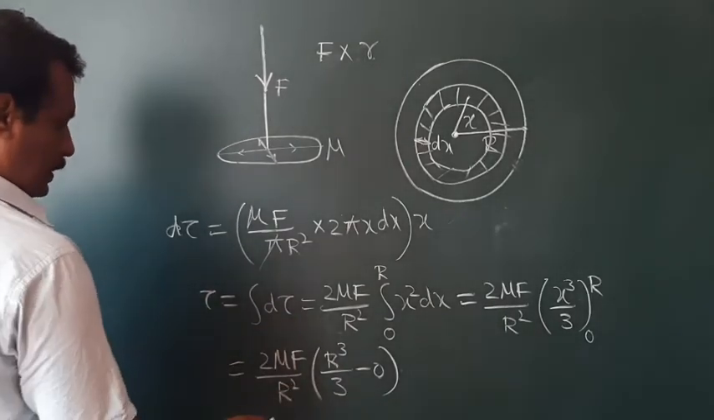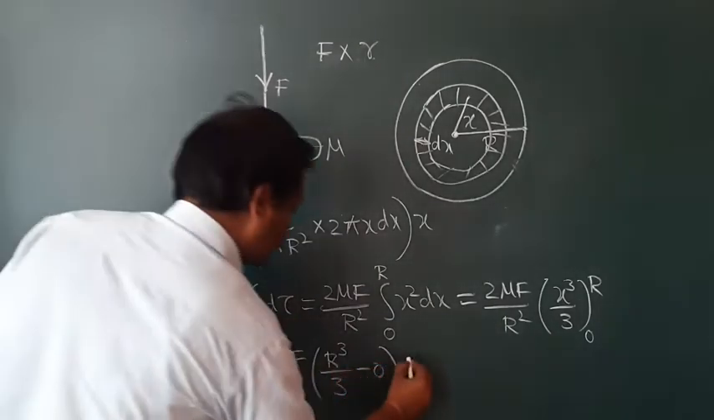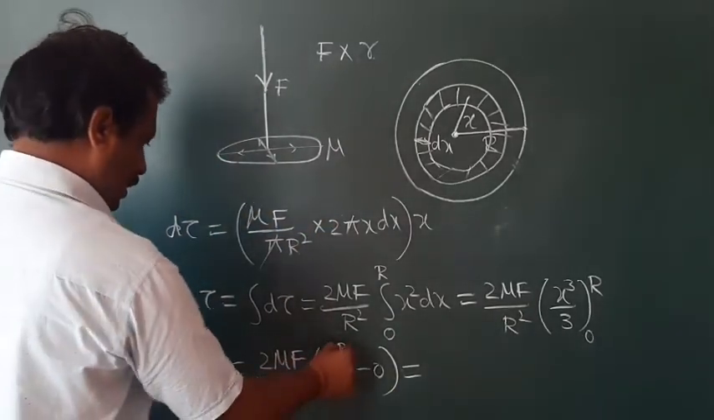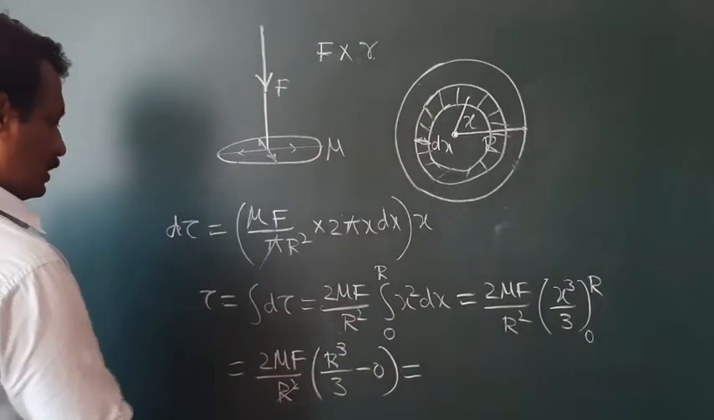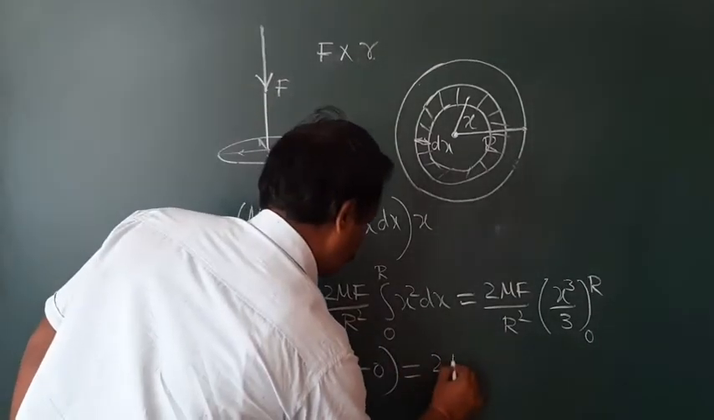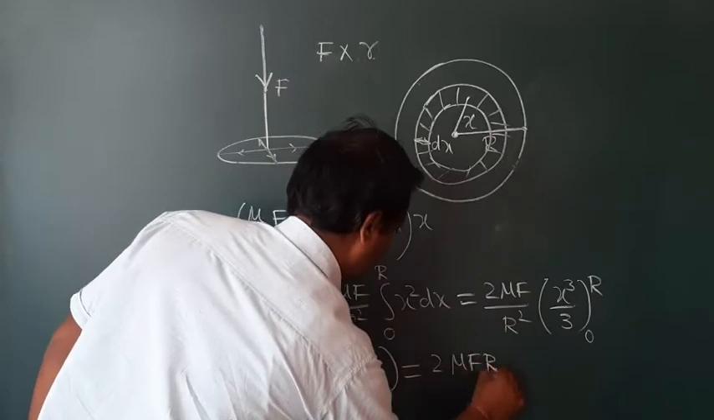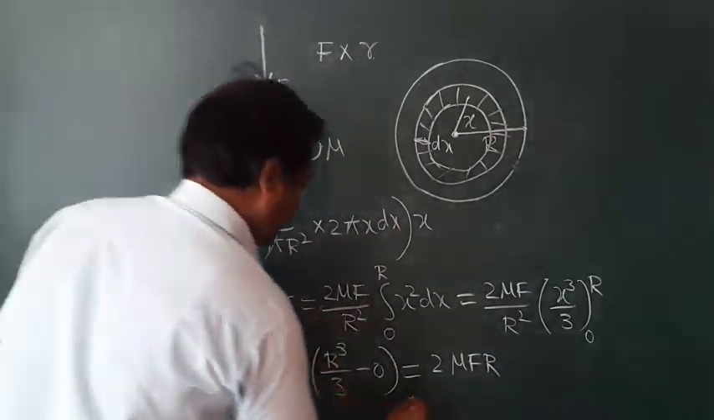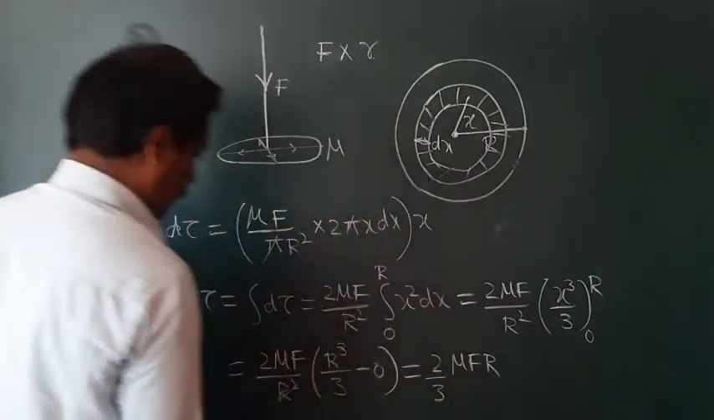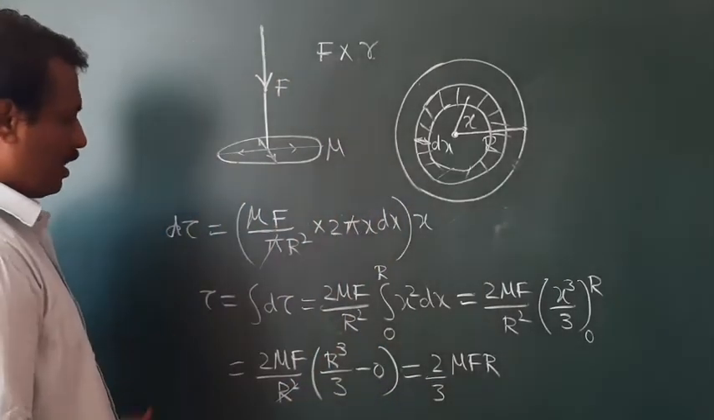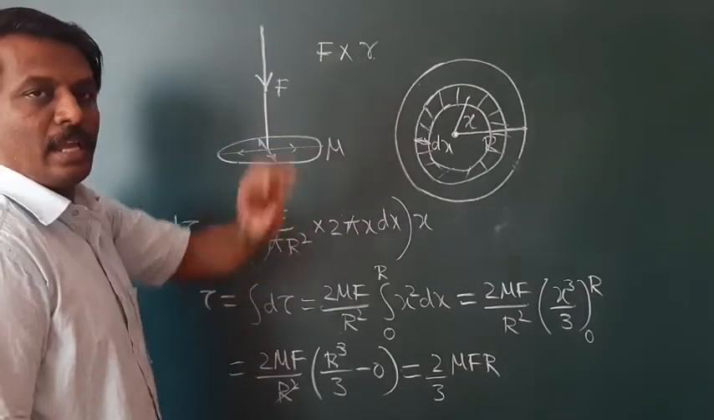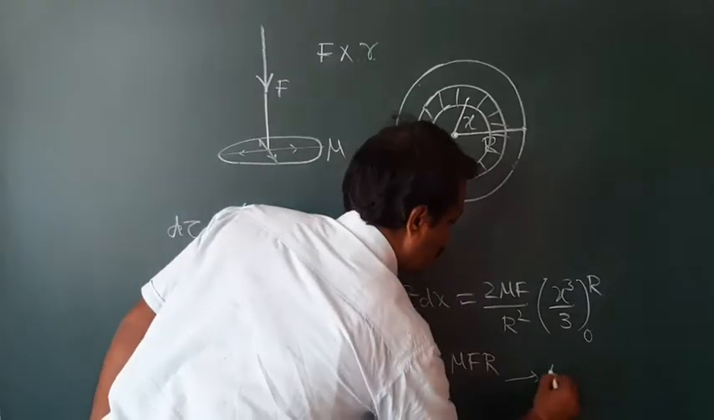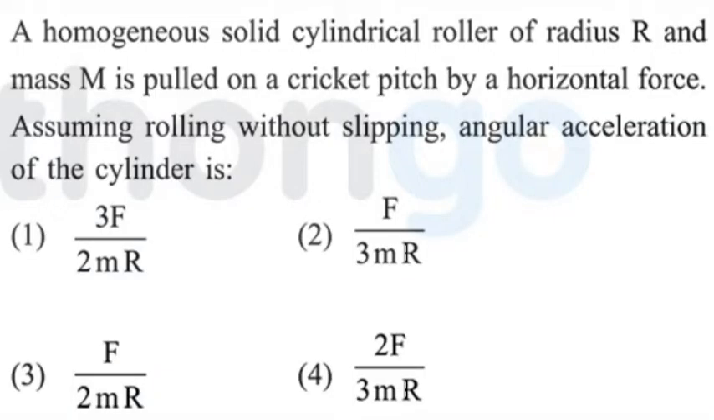So now what happens? So here if you simplify this, here r square and here r square gets cancelled, you will get 2 mu f r. Here r remains, and r square gets cancelled, r remains. Then here 3. So 2 by 3 mu f r is the torque acting on the entire mop. This is the answer. I think it is option number 4. Let us take the next question.